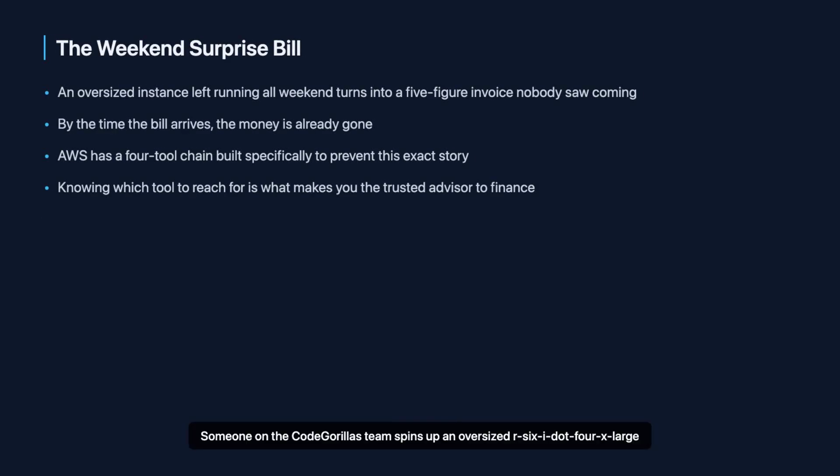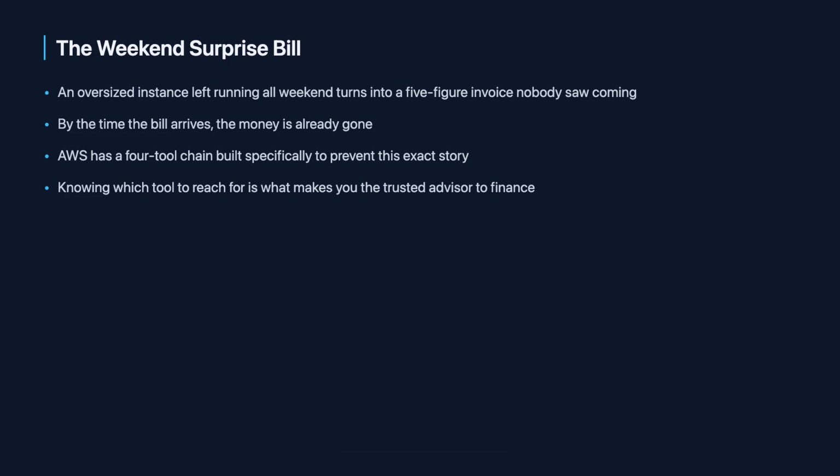Picture this: someone on the CodeGorillas team spins up an oversized R6i.4xlarge instance late on a Friday, forgets about it, and goes home. It runs all weekend. By Monday, that one instance has quietly turned into a 5-figure line on the invoice. And here's the painful part: by the time that bill shows up, the money is already gone. Amazon Web Services built a chain of 4 tools specifically to prevent this exact story from happening, and knowing which one to reach for is what separates the engineer who gets surprised by invoices from the one finance actually trusts.